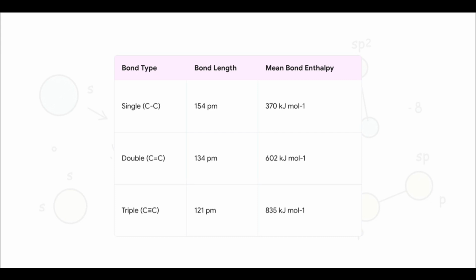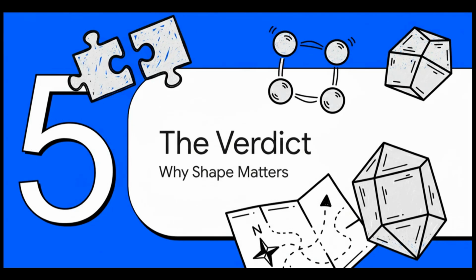This chart shows a really clear trend. A double bond is way stronger and shorter than a single bond. Why? Because you have two bonds, the sigma and the pi, holding the atoms together now. And look, the trend continues for triple bonds, which are even stronger and shorter still. It confirms our model perfectly. So we've solved the puzzle of single bonds and double bonds.